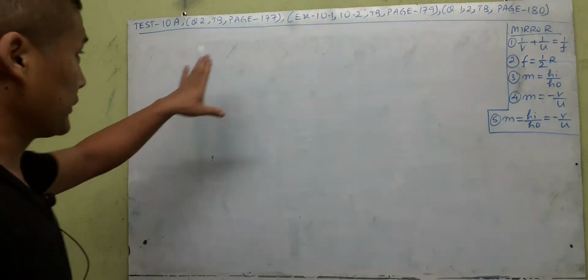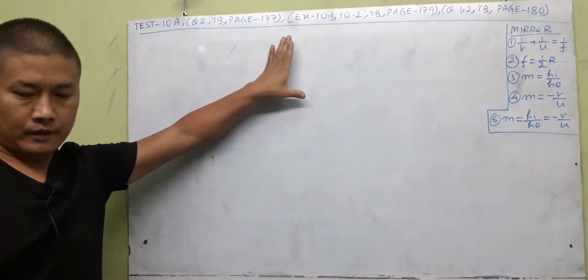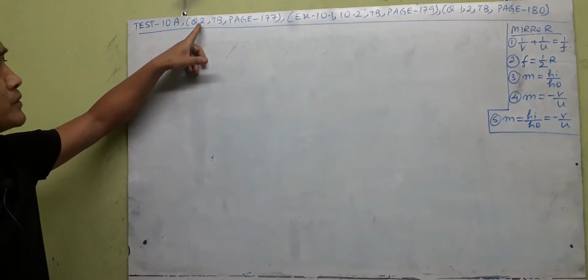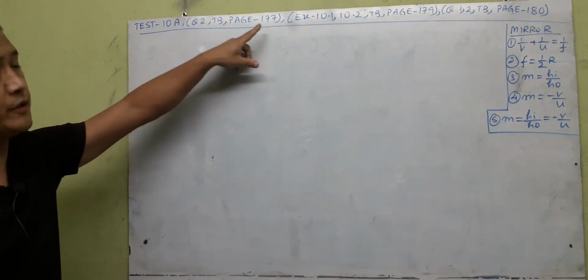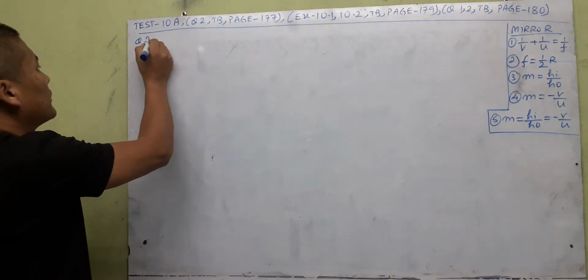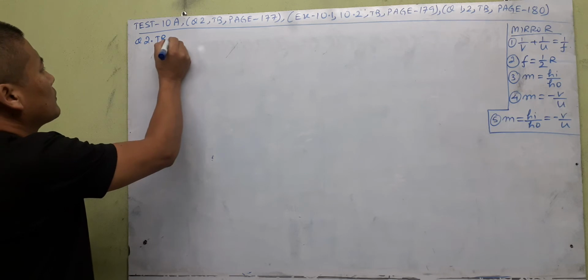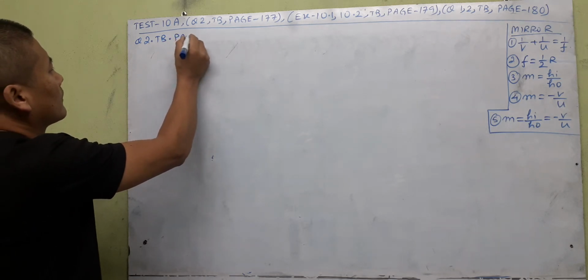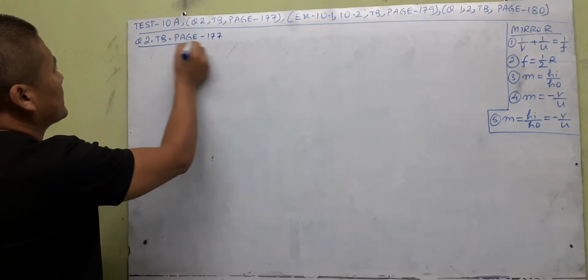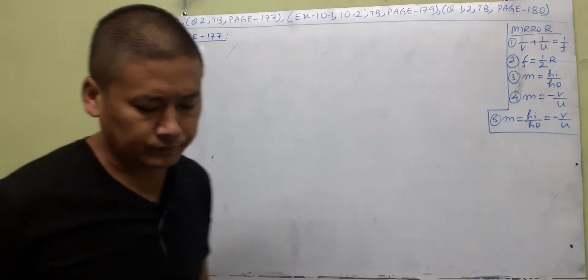Okay, so let us start with the first numerical test of this chapter. Okay, light class 10. We'll start with question number 2, textbook page 177. So let's go and see that question number 2, textbook page 177. Let me read the question.